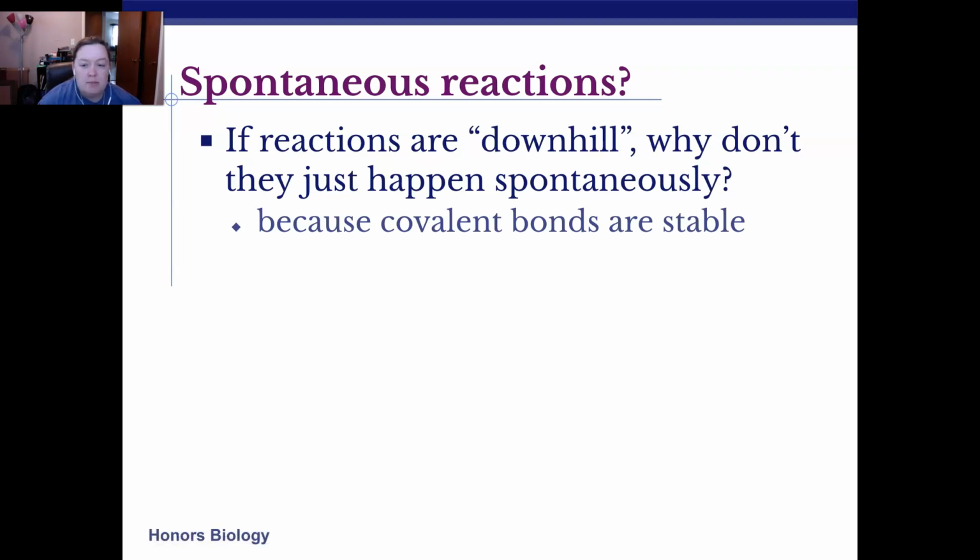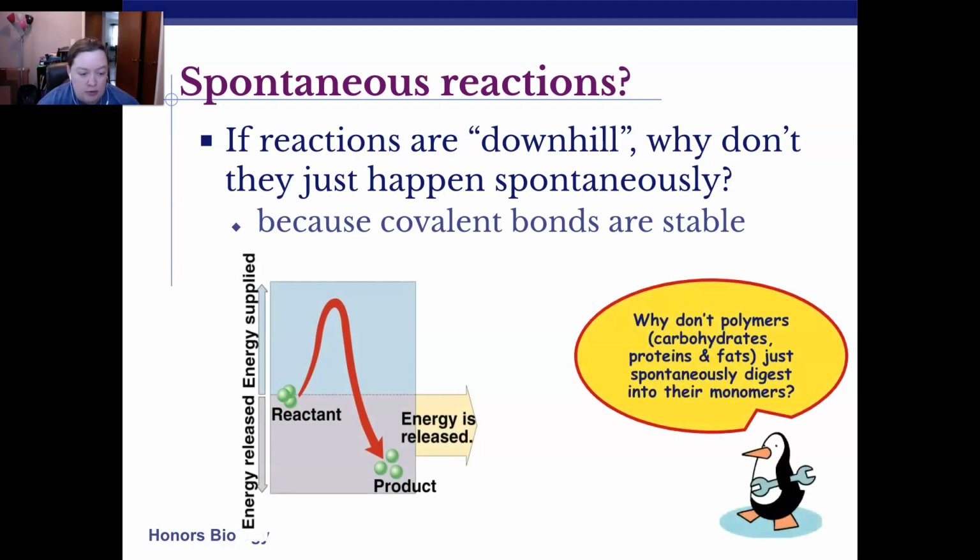So your question might be, if some reactions release energy, they're downhill, then why don't they just happen automatically? Why does it need something to help out? Why do enzymes have to come in and help? And that's because bonds are very stable. Remember, a covalent bond is sharing of electrons. And when they're happy and sharing, they're perfectly stable and they don't want to break apart. So we need something to help them out in that reaction.